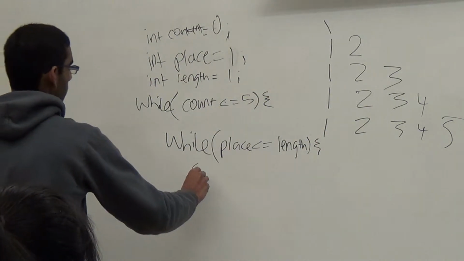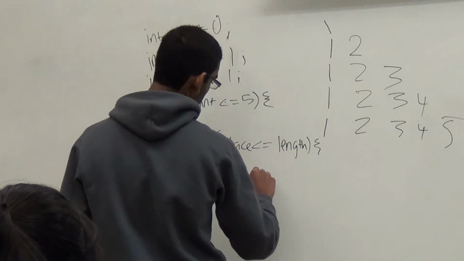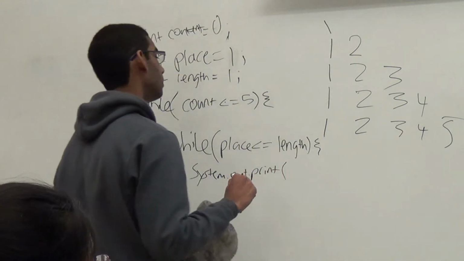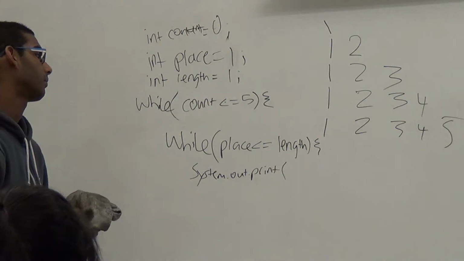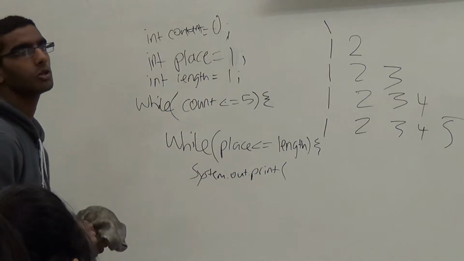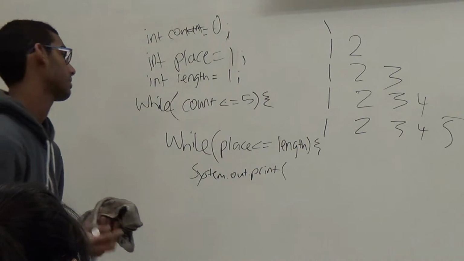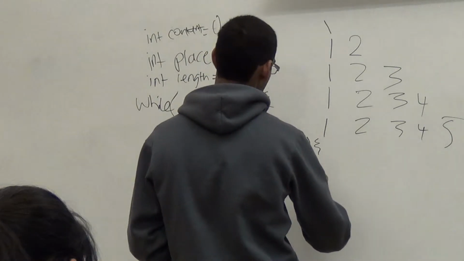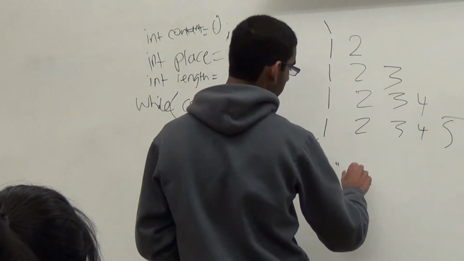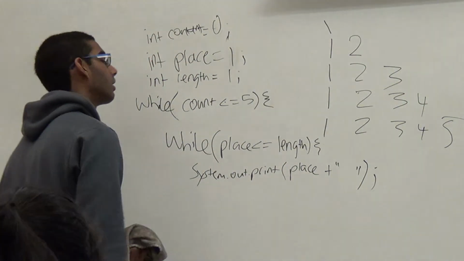You would system out. What would you print in this case? Place. And then you want a space, so you do plus and then a space again. That gets you just your integer and then a space after it.